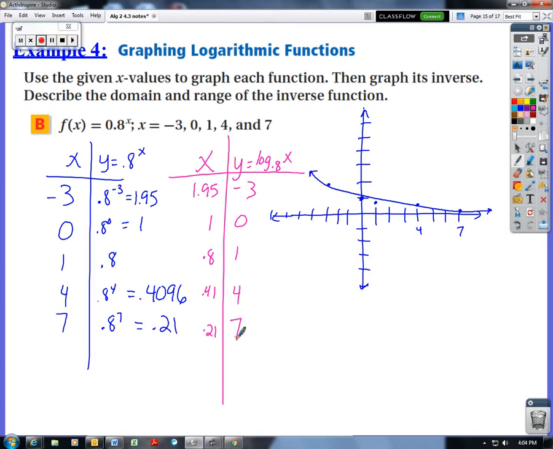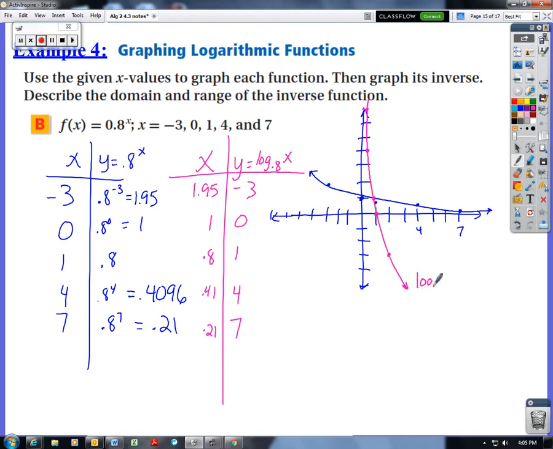Okay, plot those. So we're going to go over about 2, a little less than 2, and down 3. We're going to go over 1, 0. We're going to go over 0.8 and up 1. We're going to go over a little less than half and up 4. 1, 2, 3, 4. And we're going to go over 0.2 and up 7. 1, 2, 3, 4, 5, 6, here's 7. And we're going to connect those with a smooth curve.